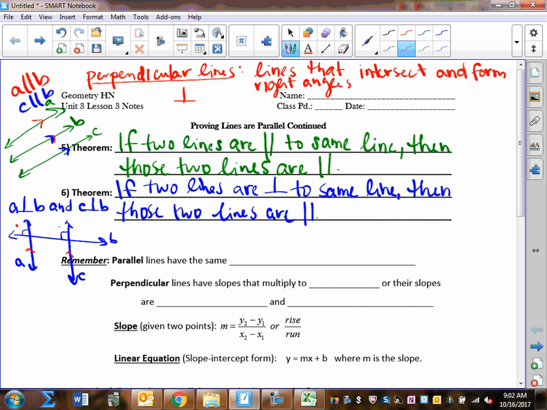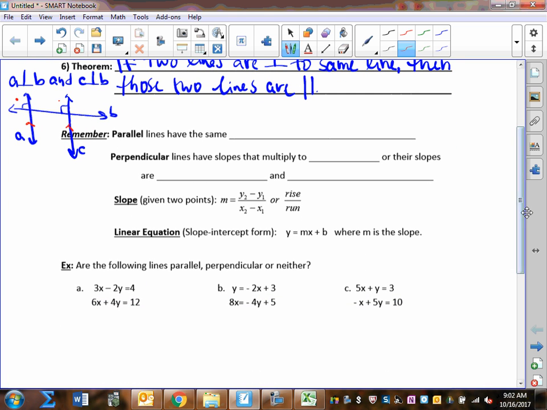Pretty basic, right? So now let's take a look back at algebra from last year and see what we remember from that. Alright, parallel lines have the same what? What did we say about parallel lines from algebra 1? Good, they have the same slope. So parallel lines have the same slope. Remember our slope formula is m equals y2 minus y1 over x2 minus x1. If we have a graph, we can just count rise over run.